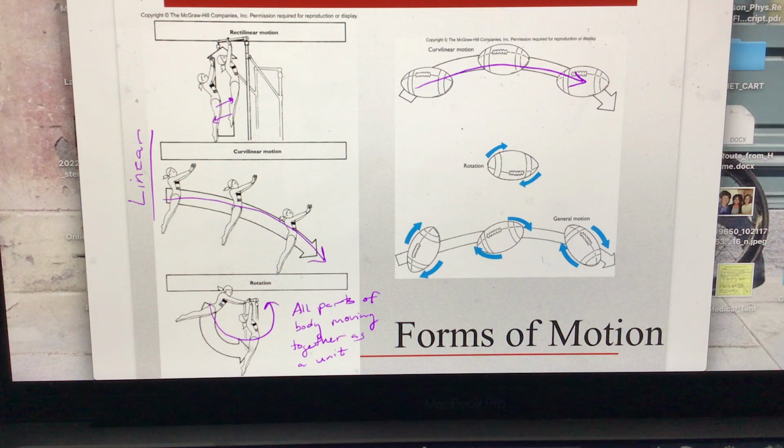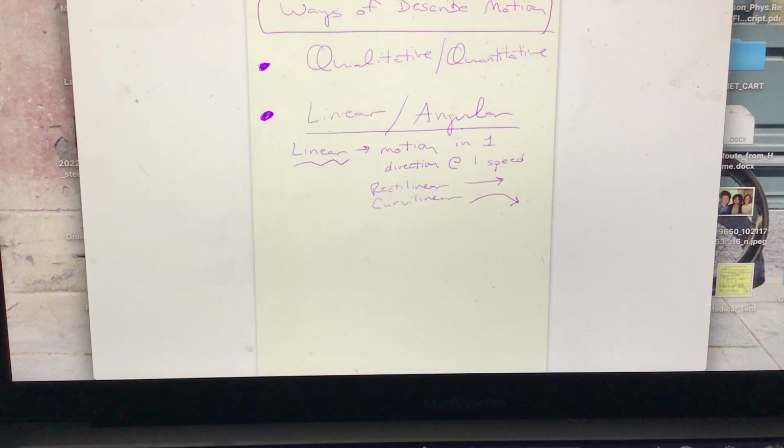Okay, so as we're talking about other ways to describe motion, linear, a form of motion of a human body or an object moving in one direction at one speed. Parts of the body are moving together as a unit, and it can be rectilinear, movement in a straight line, curvilinear, movement in a curve or an arc. And then we have angular.